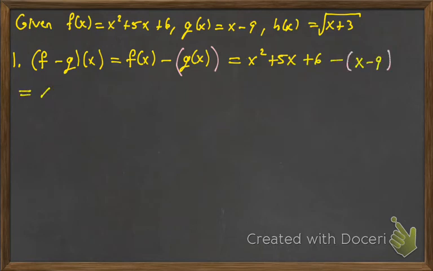So usually what happens is, we'll subtract x and subtract 9 as opposed to subtract x and add 9 because we forget to distribute that minus sign. So we get x squared plus 5x plus 6, and then minus x and plus 9. We'll go ahead and combine like terms.